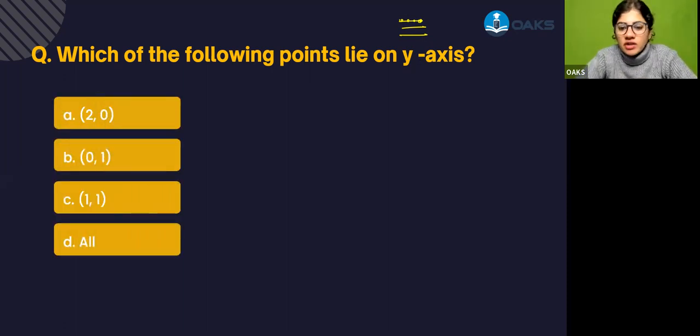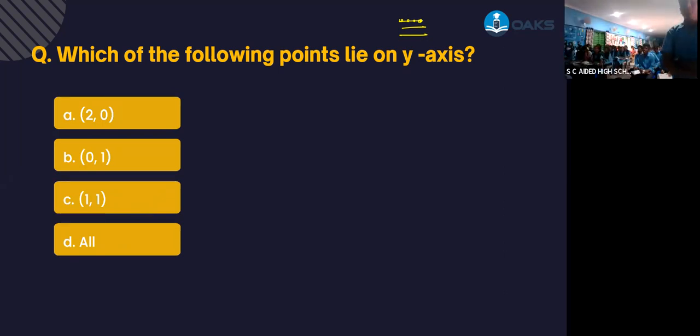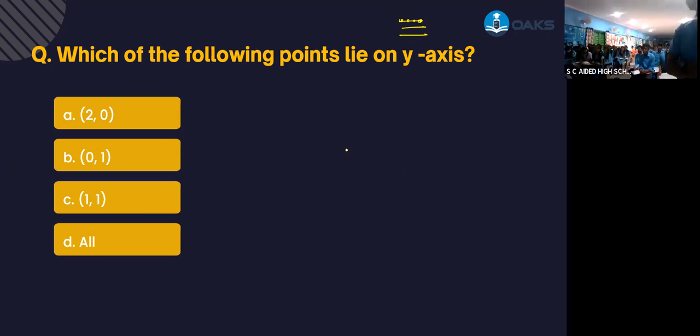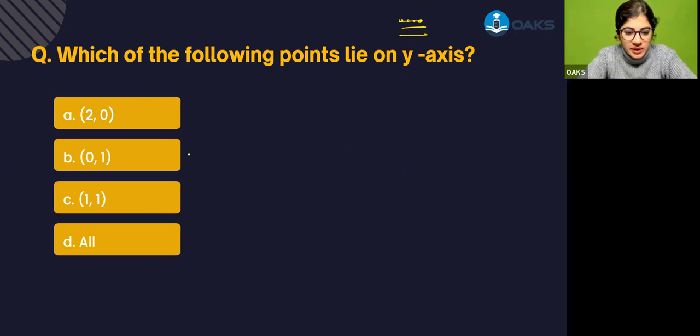Which of the following points lie on y-axis? You are saying which one? Can you show your fingers? B, ma'am. Okay, you are saying B, right? So you can sit down.